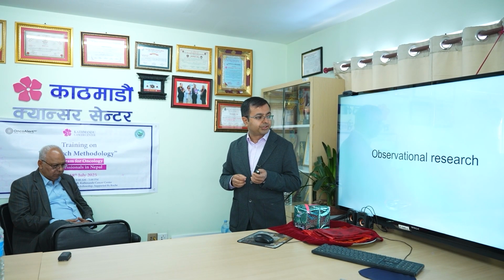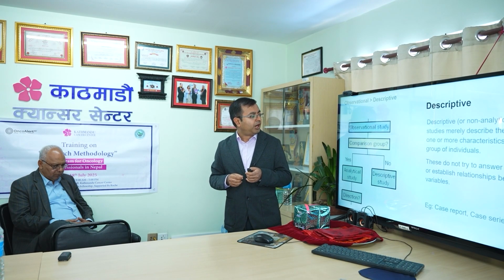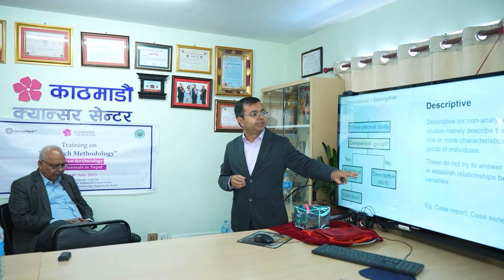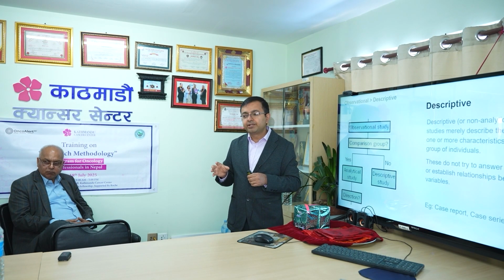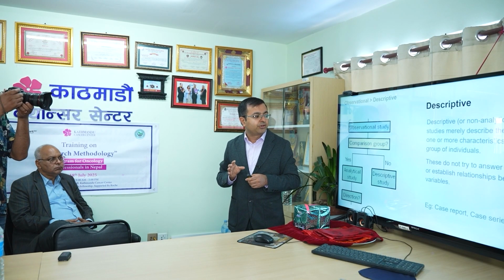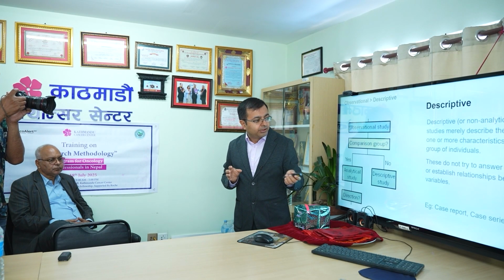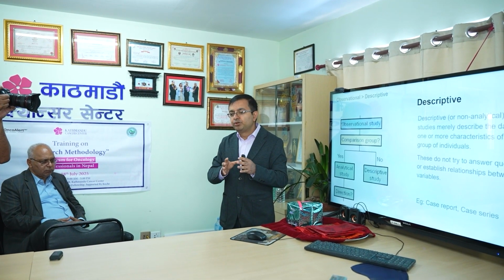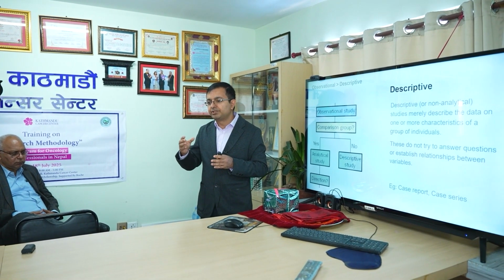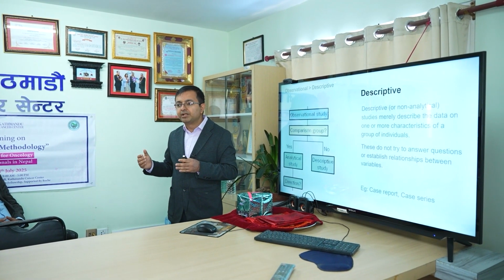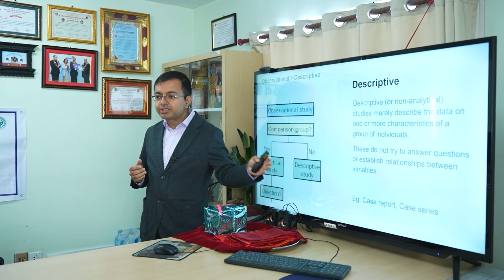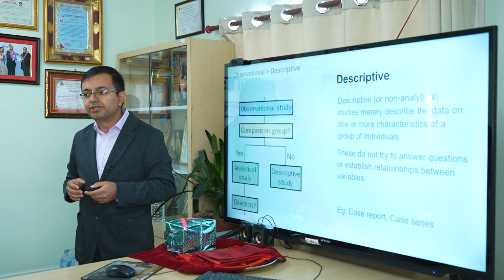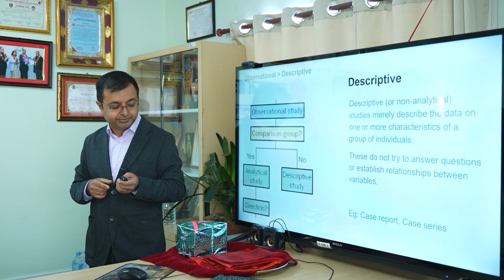So coming to observational research. Observational research can be broadly divided into descriptive and analytical study. Descriptive is in which you describe the data in one or more characteristics, and you are not trying to answer the question on the relationship between different variables. For example, you have a group of 20 patients, you observe different things on them, like their age, what problem they are facing, and you report it in the form of a case report or case series. These types of studies are called descriptive studies, and they are also research, like we discussed in the first session.